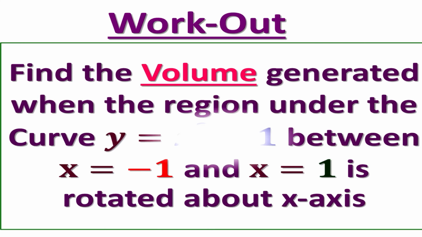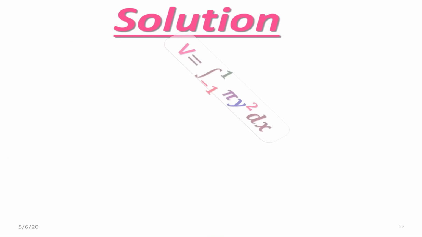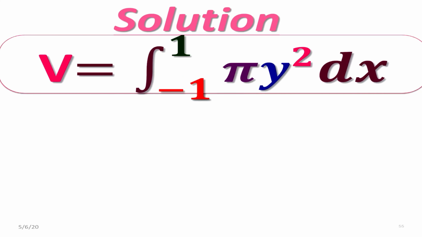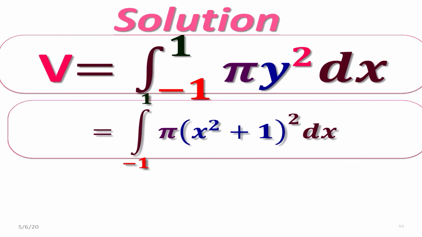Alright, suppose we need to find the volume generated when the region under the curve y equals x squared plus 1 between -1 and 1 is rotated about the x-axis. So this volume can be found by taking this definite integral from -1 to 1 of pi y squared dx. All we want to do is just apply that formula. So instead of y, we are going to place the function that we are given, so it's x squared plus 1, and all it comes down to is just evaluating this integral.